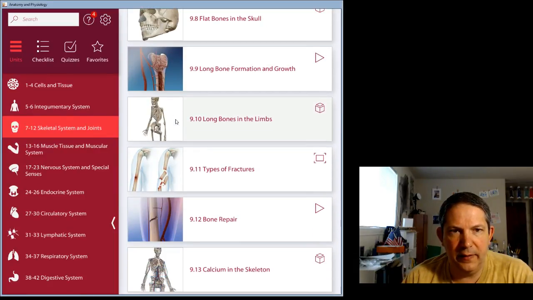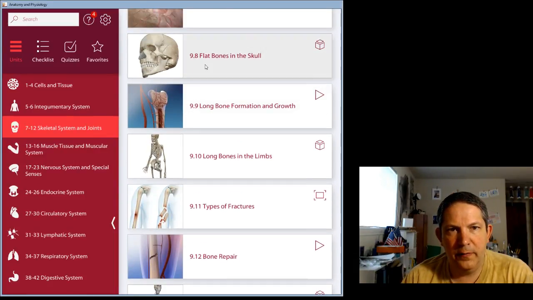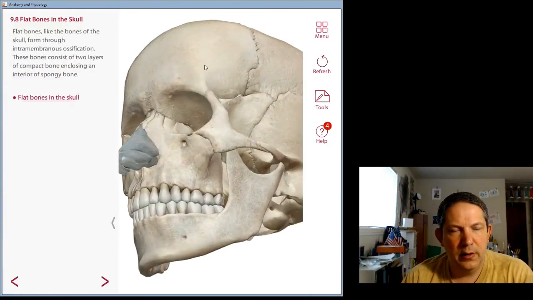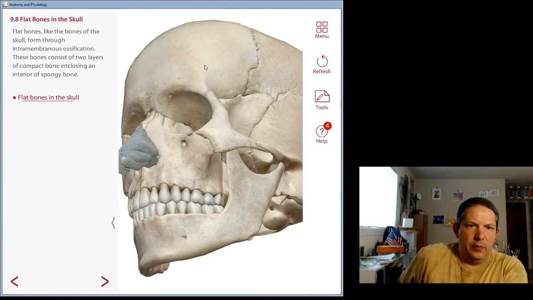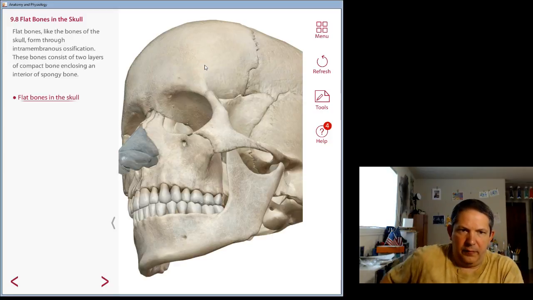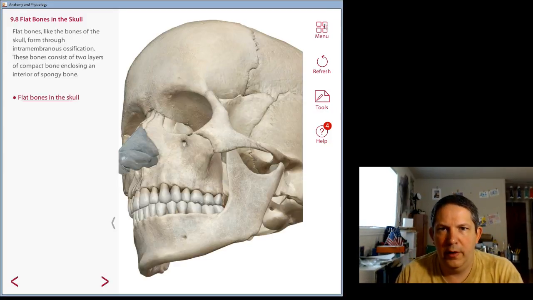And so how does that differ from flat bones in the skull? Well, we mentioned that there are flat bones in the skull. Let me show you how they form.